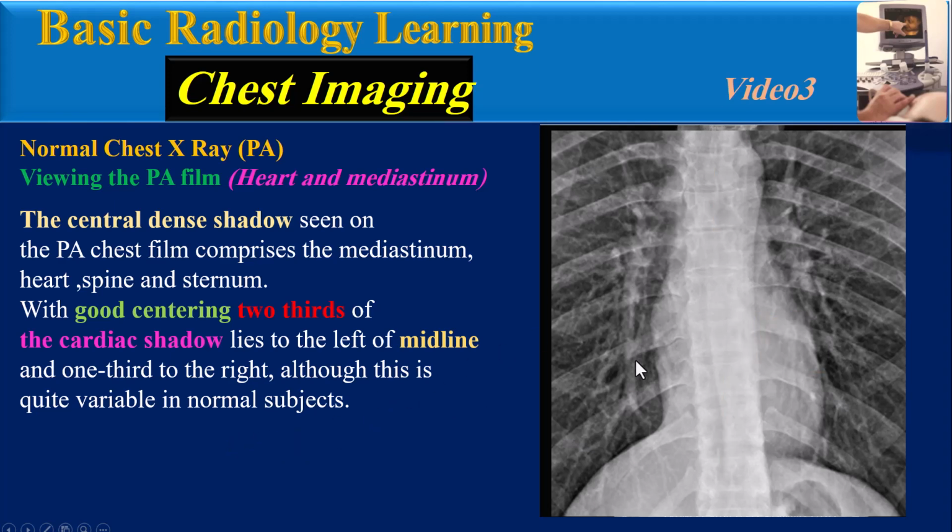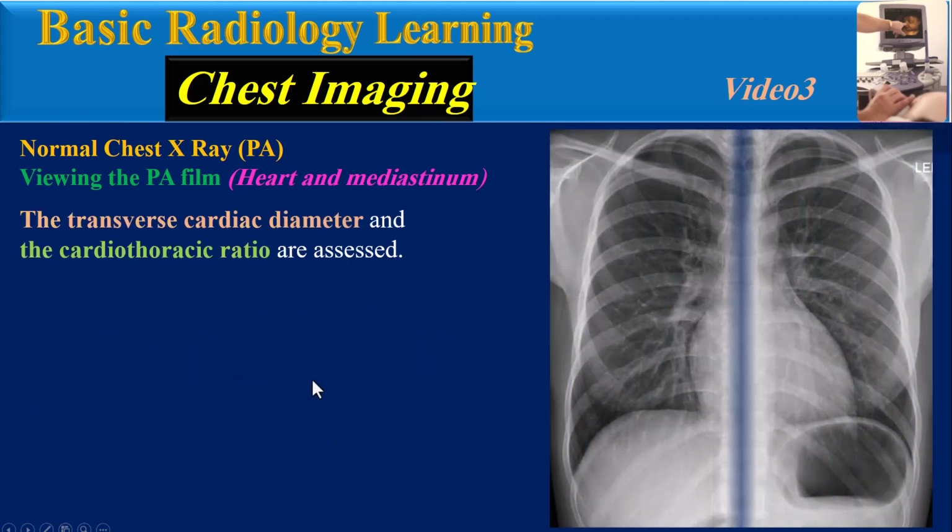In the heart shadow, the right side is related to the right atrium and the left border is related to the left ventricle. Also, we can see behind the heart the shadow of the descending aorta. This is the right border of the descending aorta and this is the left border. We can see at the top the aortic knuckle and the left border of the descending aorta.